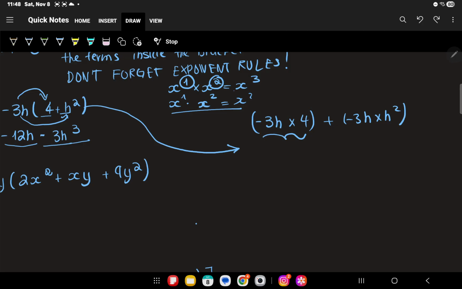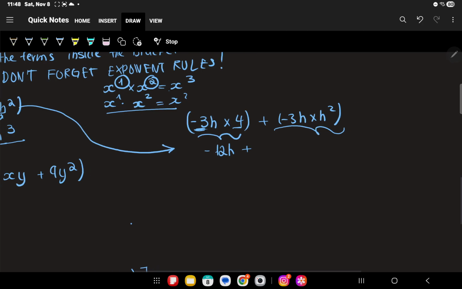In this case, they have the numbers in common, the coefficients, which are negative 3 and 4. Okay, so we can bring the h down because there's nothing to do with the h, and we can just deal with the negative 3 and 4. So negative 3 times 4 is negative 12. Okay, negative 12h. Okay, the next bracket, we have negative 3h times h squared.